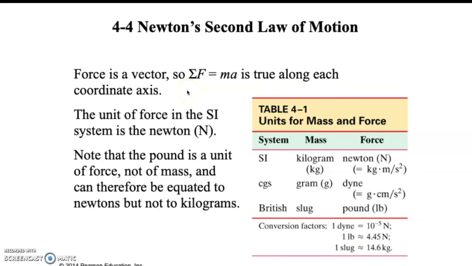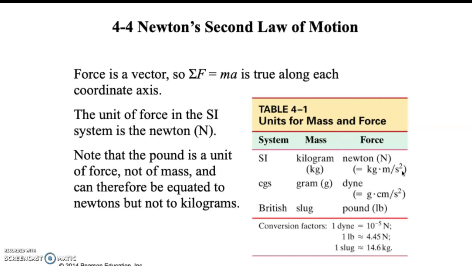So force is a vector because acceleration is a vector, okay? So when we talk about change in force, we can have positive or negative numbers. The unit of force is the Newton, all right? And the Newton, as you can see here, is kilograms times meters per second squared. So when we solve for force, our mass has to be in kilograms and our acceleration has to be in meters per second squared.